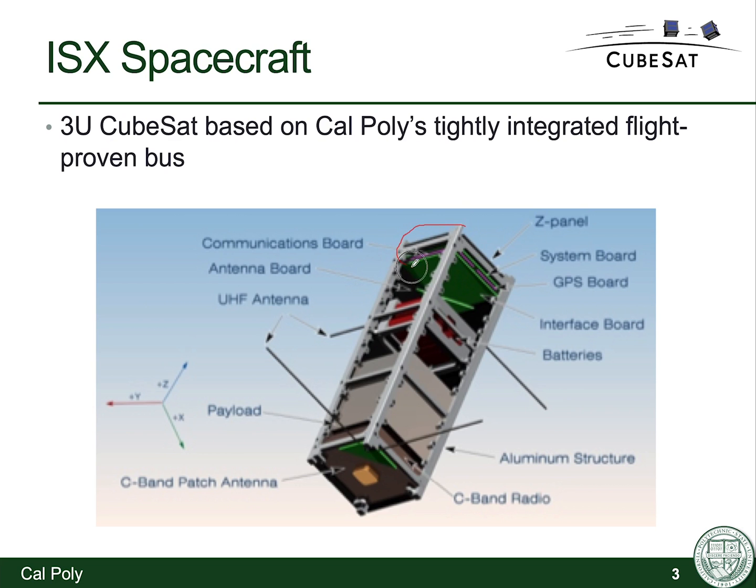I just want to draw your attention to a few here. Very top of the stack, we have our system board and Z combination. This is where all the flight avionics are. So the flight computer, the flight radio, there's a GPS board, the communications antenna, the communications radio. And you can see the battery pack depicted here in the middle of the spacecraft. And in the ISX model here, we have our payload and payload antennas down at the bottom of the spacecraft. That's the general internal layout of ISX.